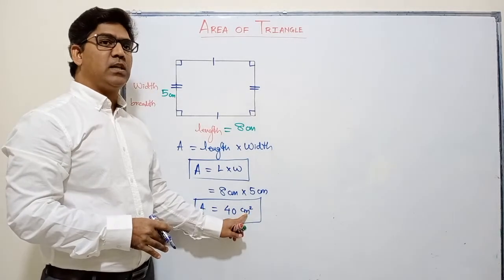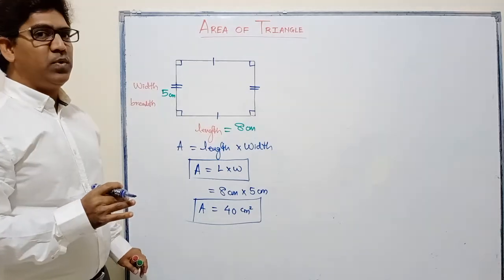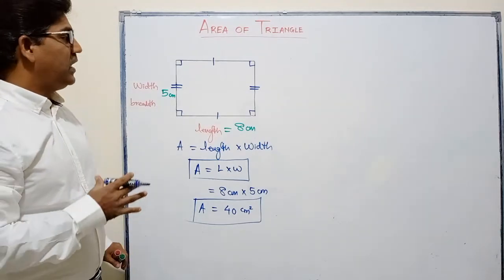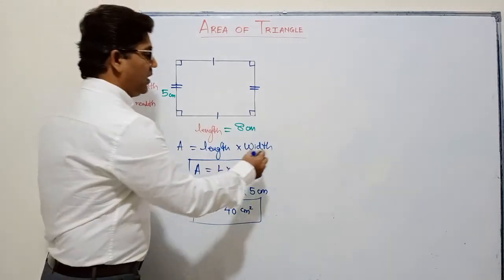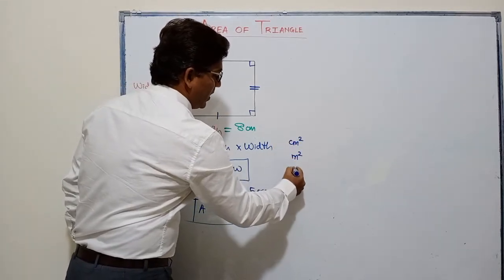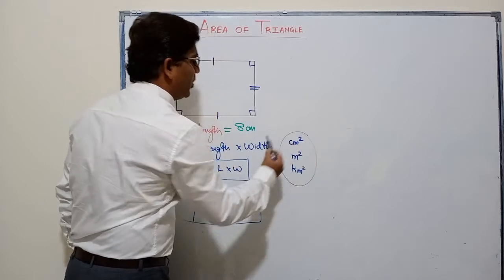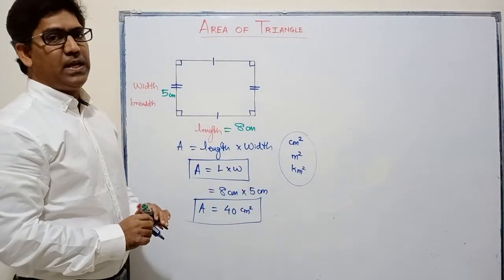Square units are the units for area. So, whenever we have square with the units, it is representing the area. For example, we have centimeter square, meter square, kilometer square, and so on. These are all units of area.